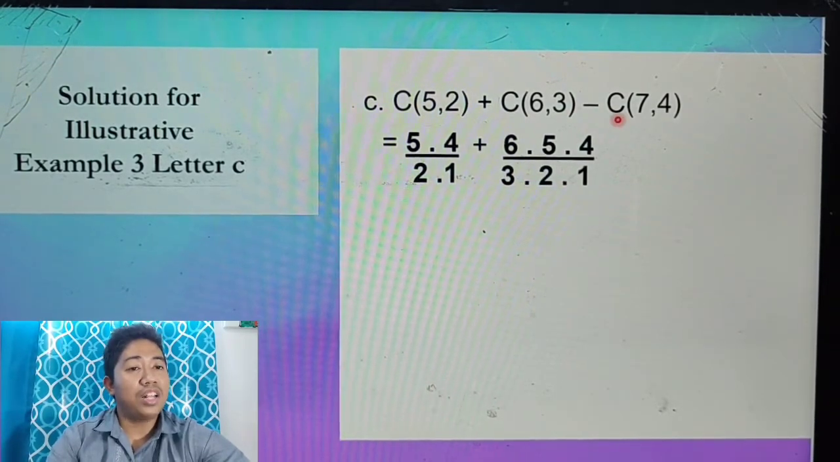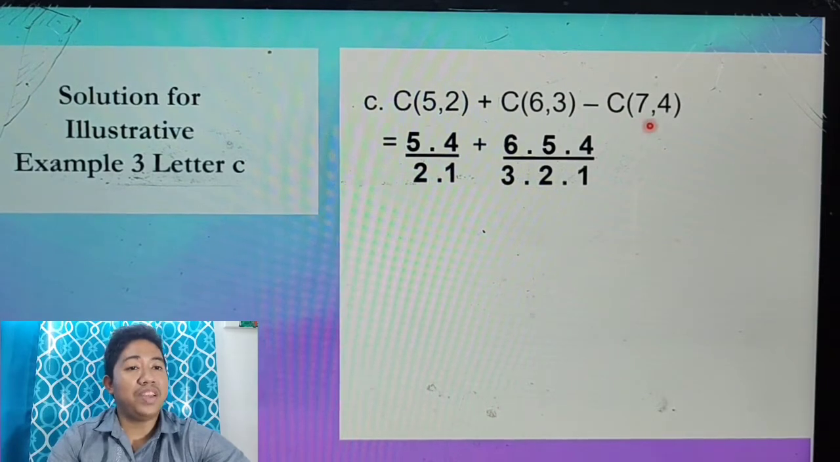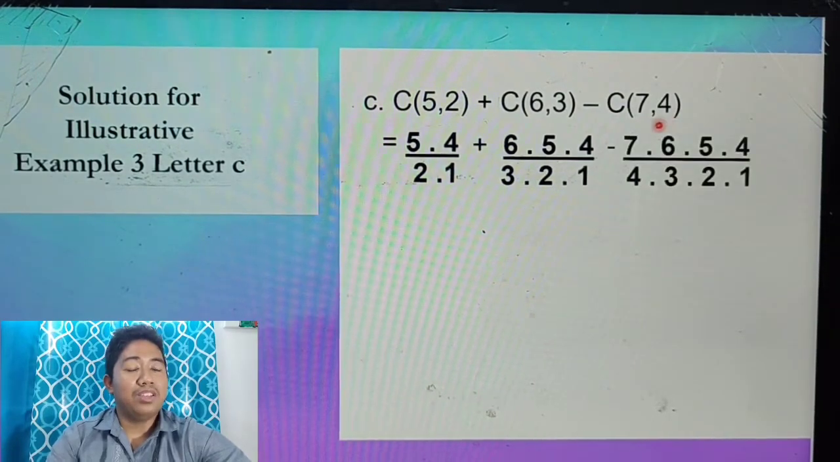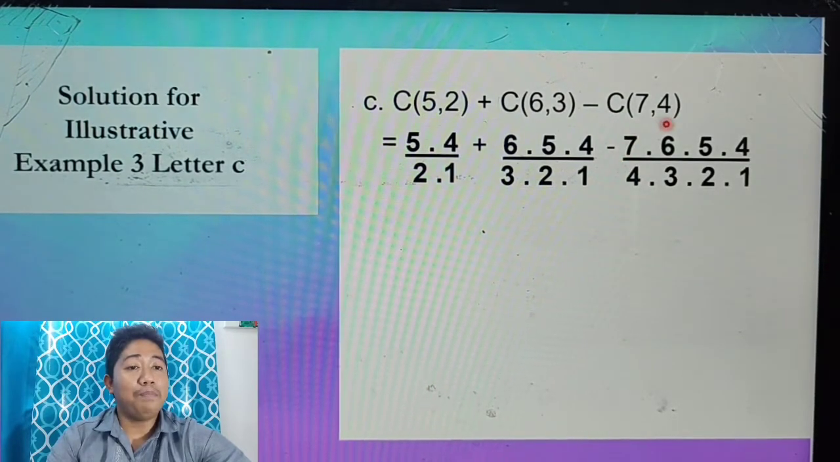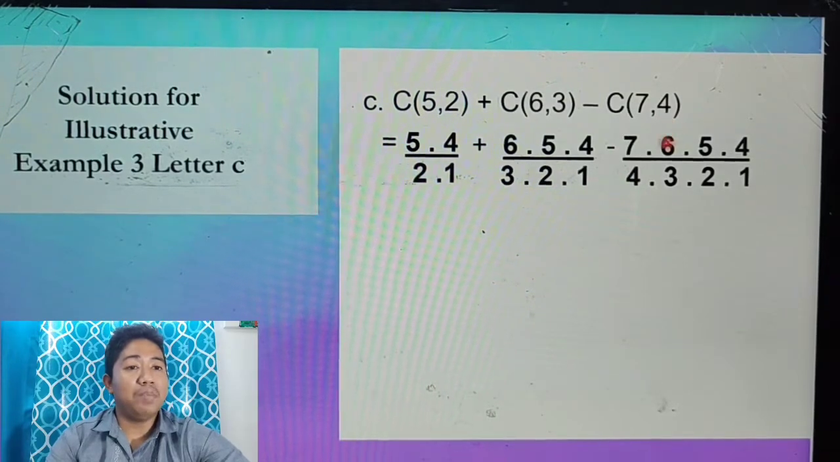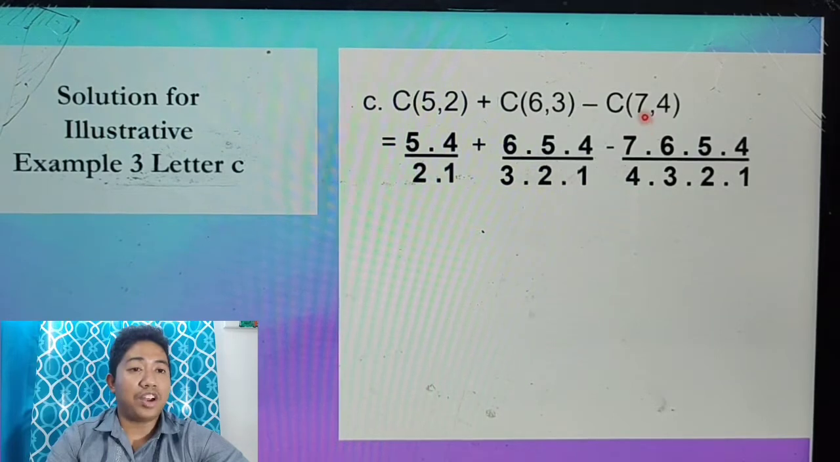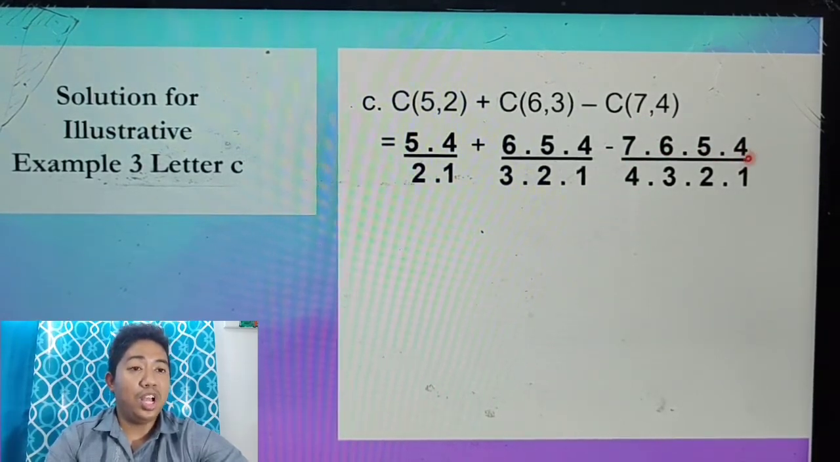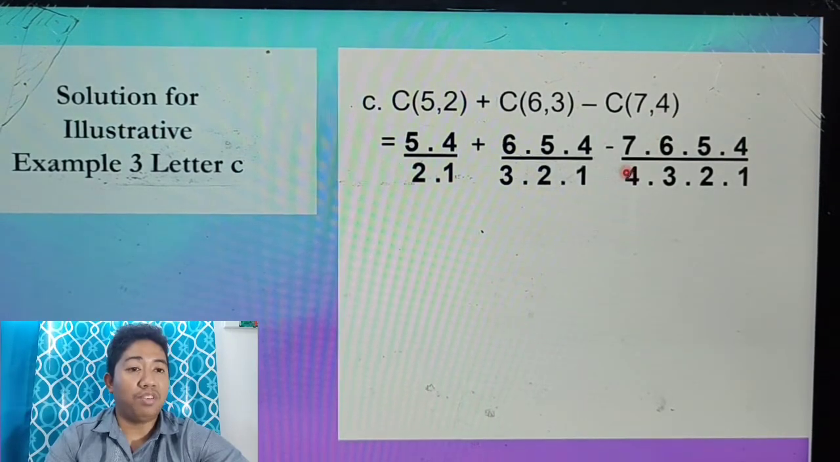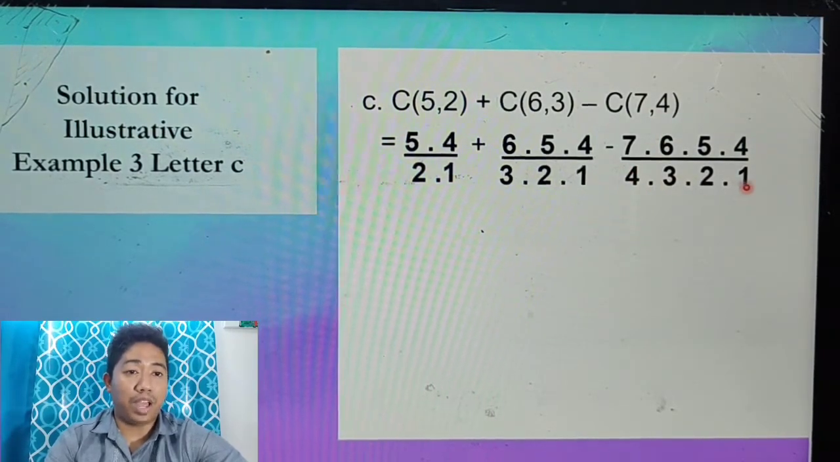And then on the last term, combination of 7 taken 4 at a time, we have 4 numbers put on both the numerator and denominator since the value of r is 4. So starting from the largest value, it is 7 times 6 times 5 times 4 all over the factorial of the smallest value, which is 4 times 3 times 2 times 1.